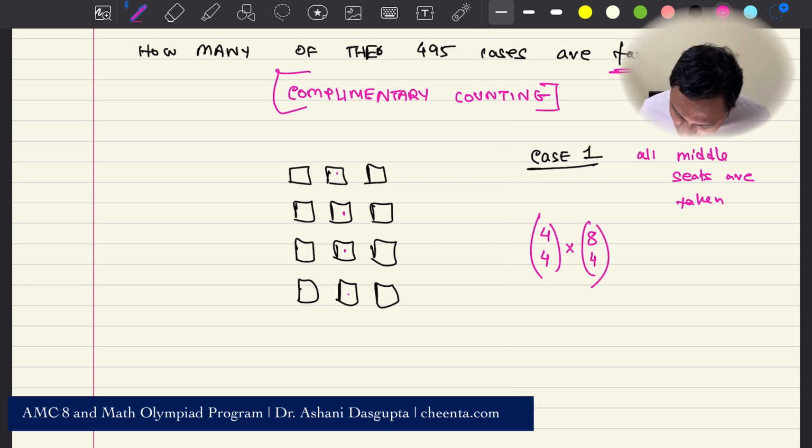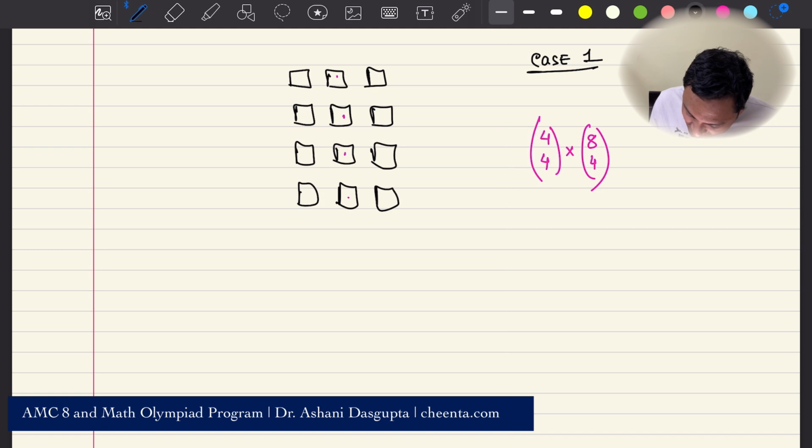That's case 1. Now the second case, case 2. This one is interesting.